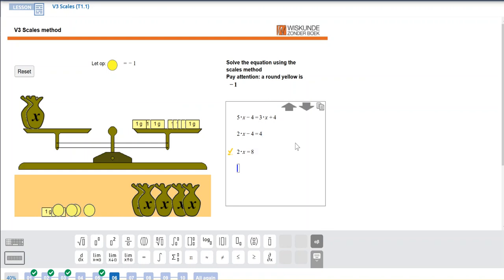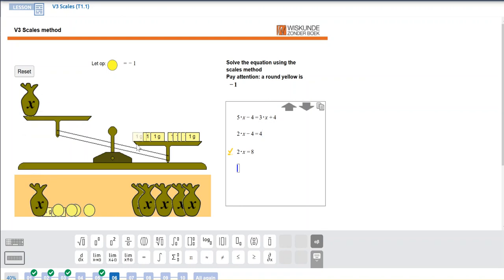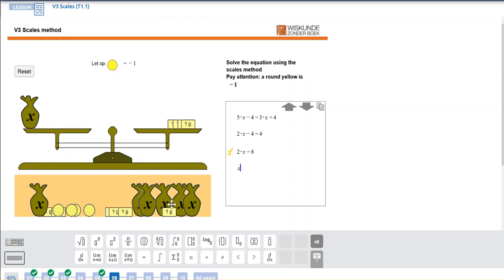And now it's easy to solve. If 2 times x is equal to 8, then 1x has to be equal to 4. 1, 2, 3, and 4. Yes, there we go. So x equals 4. That's the solution to this equation. There's one more that I want to do, and then we're done.